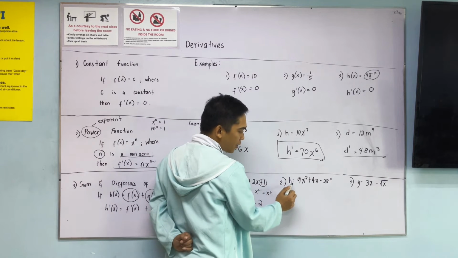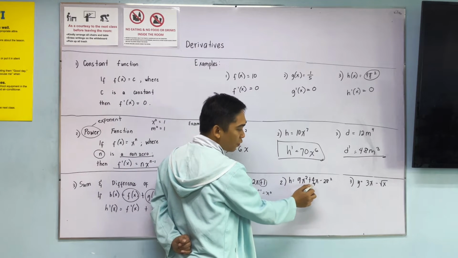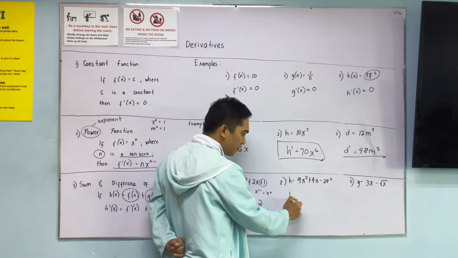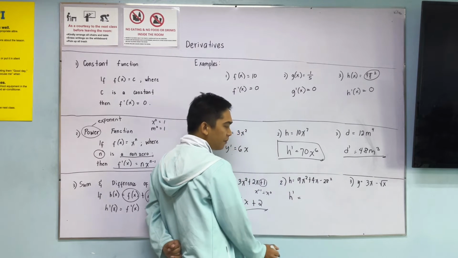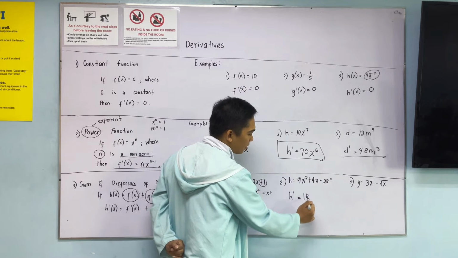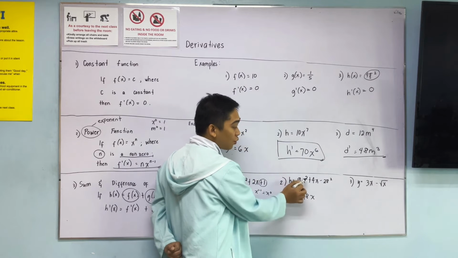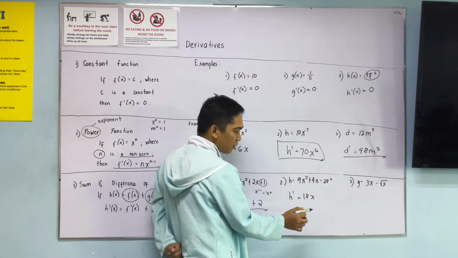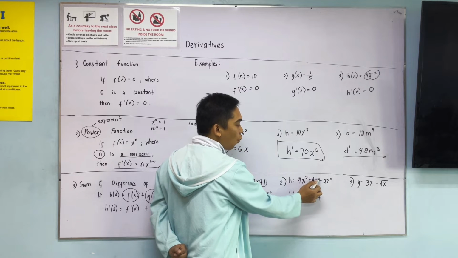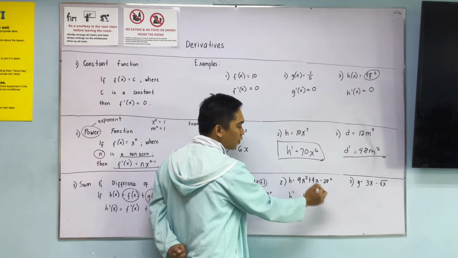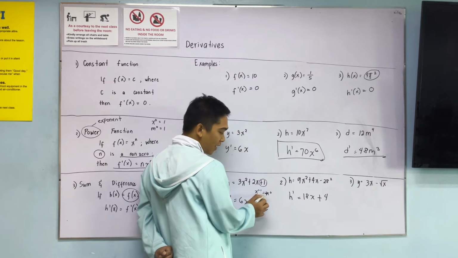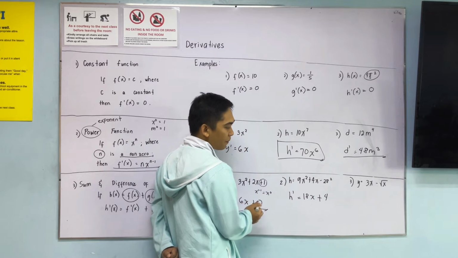Number 2, h is equal to 9x squared plus 4x minus 2 pi squared. So the derivative, or h prime, 9 times 2, 18, x, 2 minus 1, so that is 1, plus 1, alam natin may 1 diyan, times 4, so simply 4. Mawawala na yung x, kasi gaya nito, magiging x raised to 0 siya.